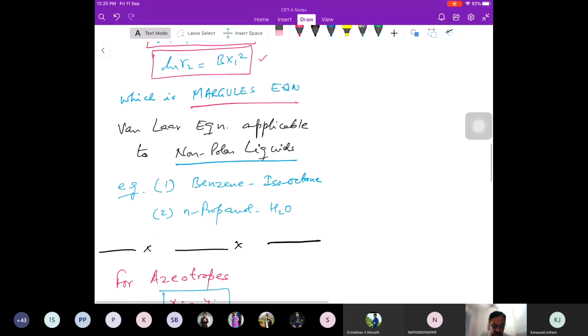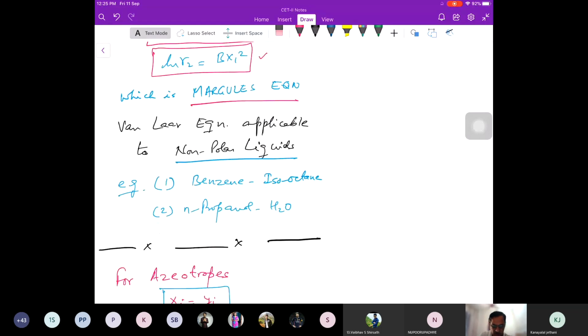Okay. So Van Laar equation can be applied to non-polar liquids, benzene, isooctane, propanol, water, etc. Any doubts, questions on what we have seen, Margules equation and Van Laar equation? How many people understand this? Raise hands.